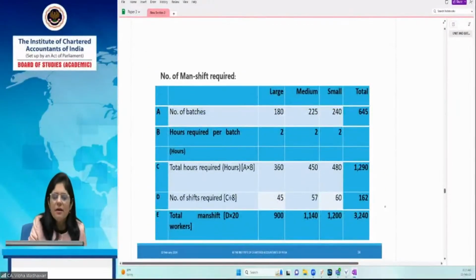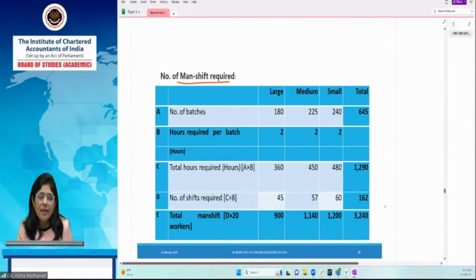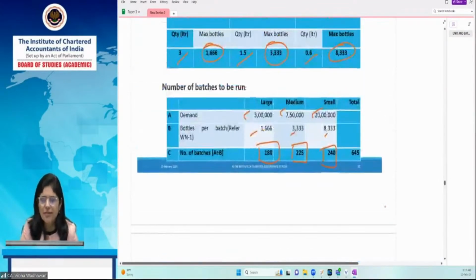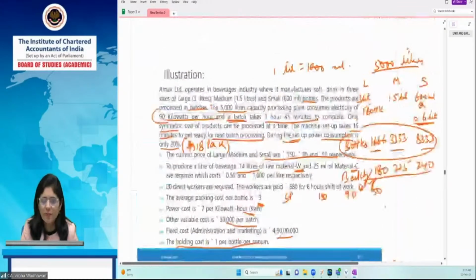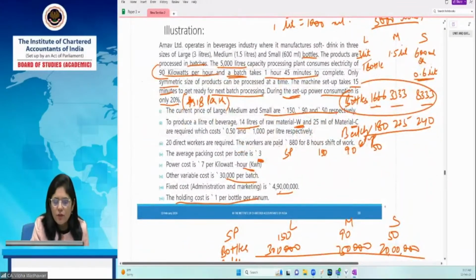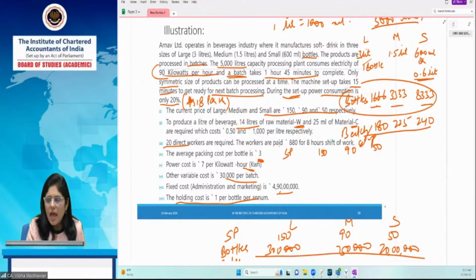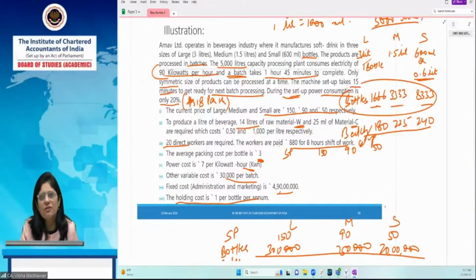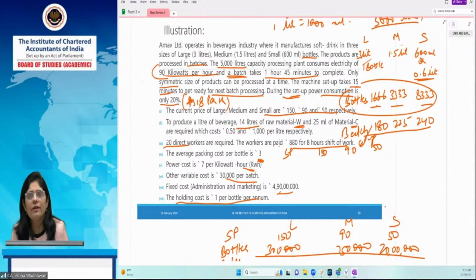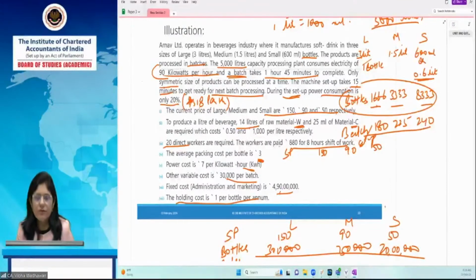Now let us see the man shift required. That means the labors required और उनकी shift कितनी है. So let's go back to the question. Okay. Now 20 direct workers are required and the workers are paid 880 for 8-hour shifts of work. So that means how much time it's taking per batch? 1 hour 45 minutes plus 15 minutes. 2 घंटे लग रहे हैं एक बैच को बनाने में. Of course, machine is taking, but the laborers are required. So in one batch, 2 hours is taken. All right. 2 hours per worker. 2 hours is required in one batch.